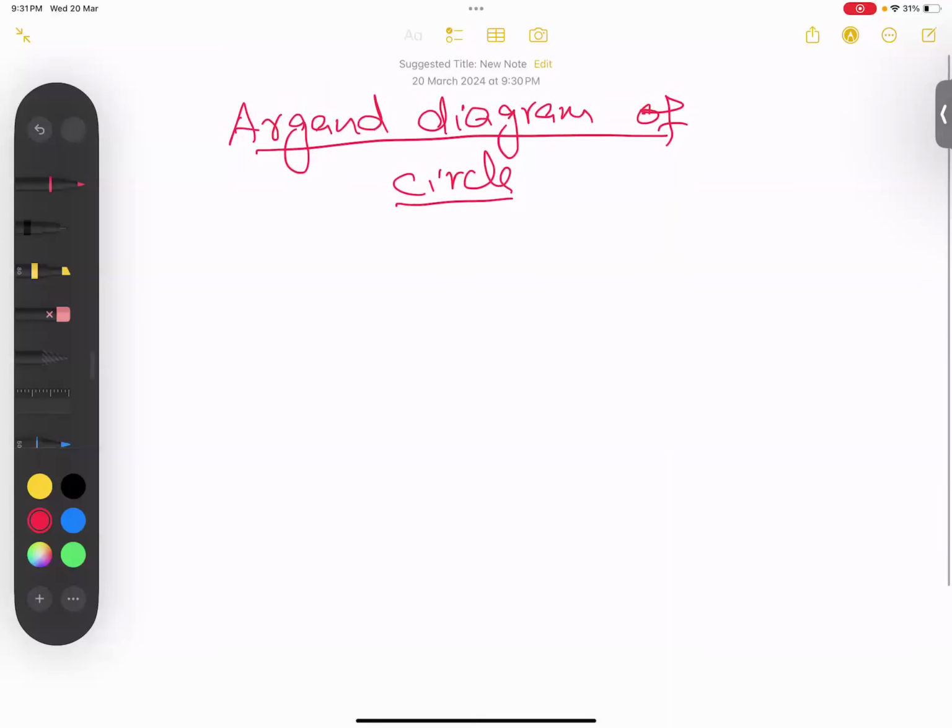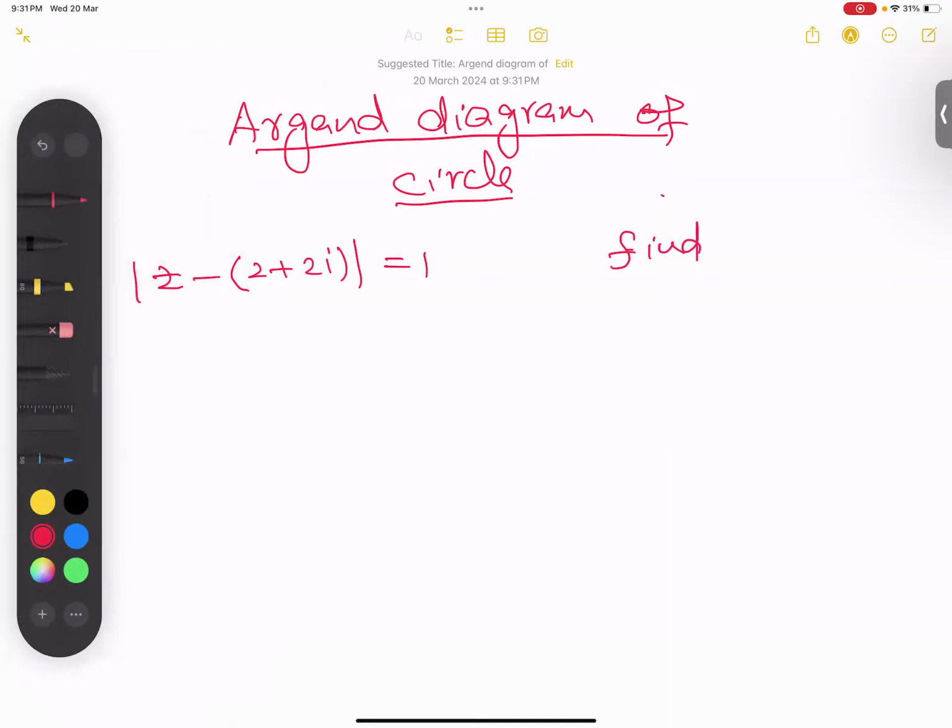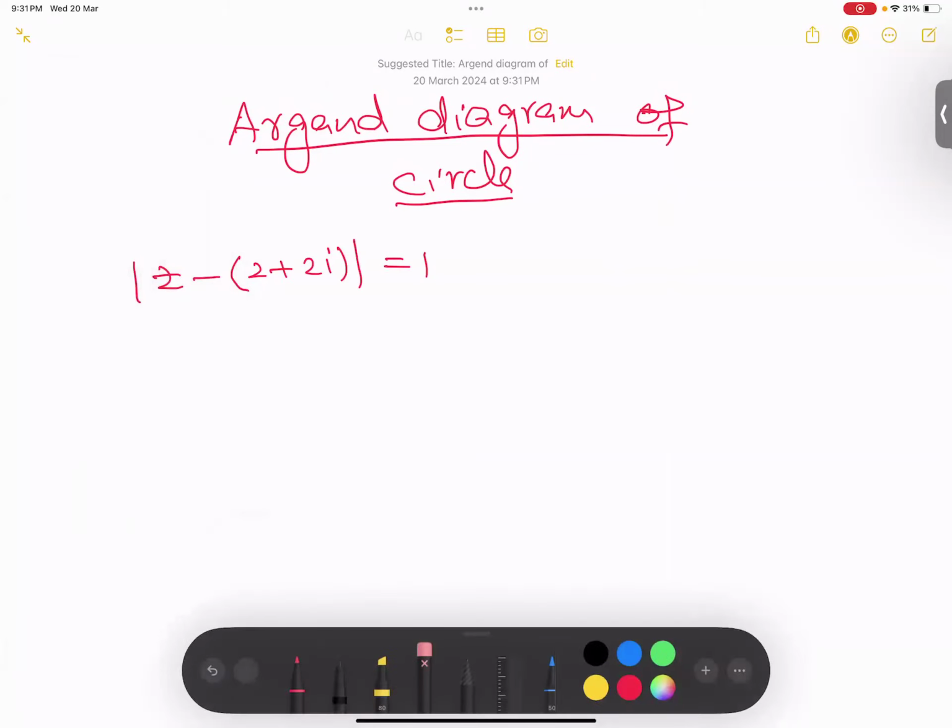First of all, I tell you a special format we have: modulus of z minus (2 plus 2 iota) equals 1. Now, when the examiner gives you this kind of question, he will ask you a few things. First of all, he can ask you, number one, sketch.